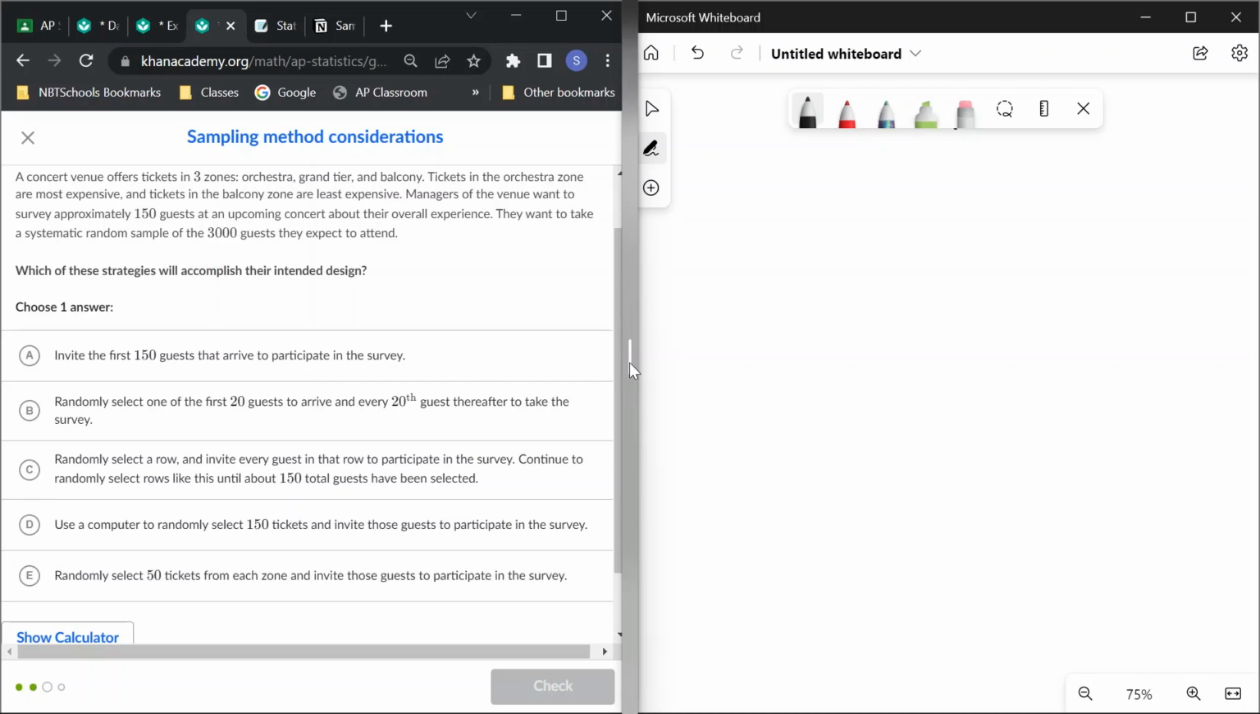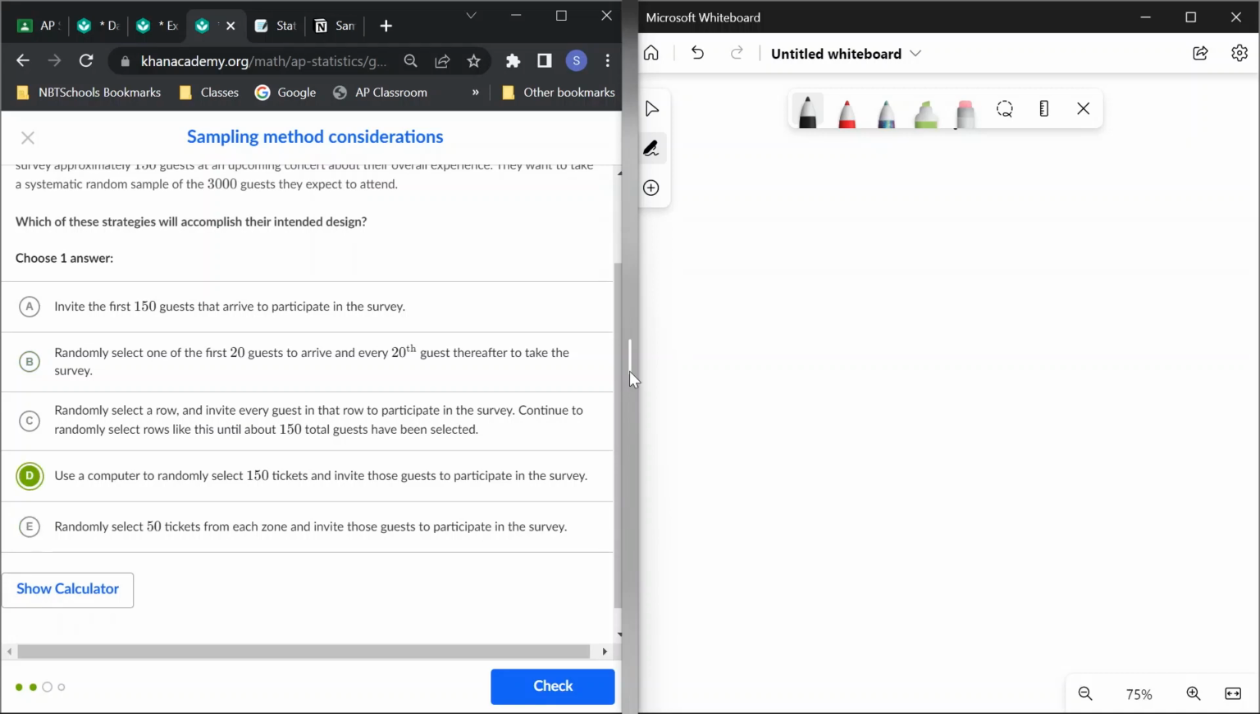The management wants to survey approximately 150 guests, out of the 3,000 guests expected to attend. Randomly select one of the first 20 guests, or randomly select a row and invite every guest in the row. Randomly select 50 tickets from each zone and invite those guests to participate. No, you don't want to do this because it doesn't take into account every zone, because every zone could be a confounding variable. So E.